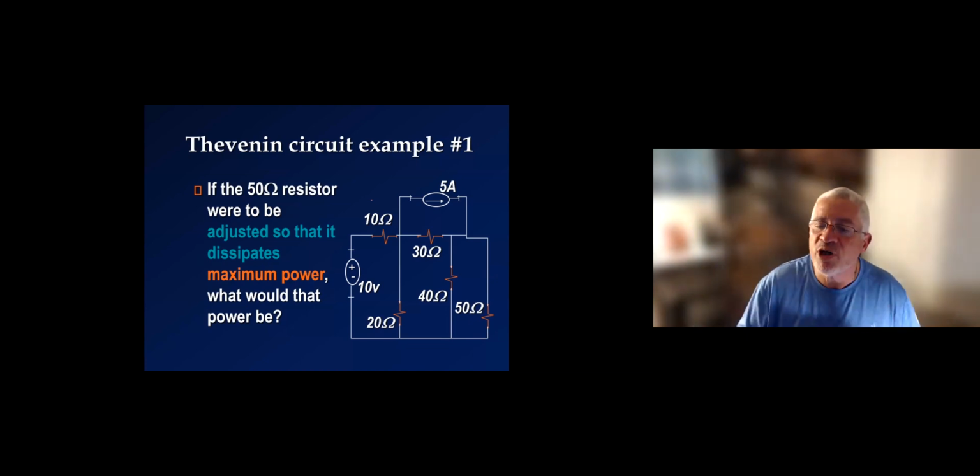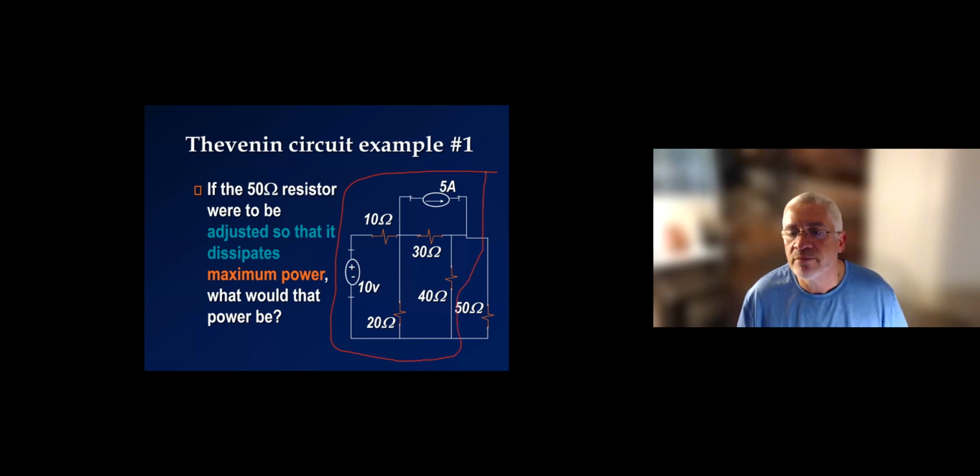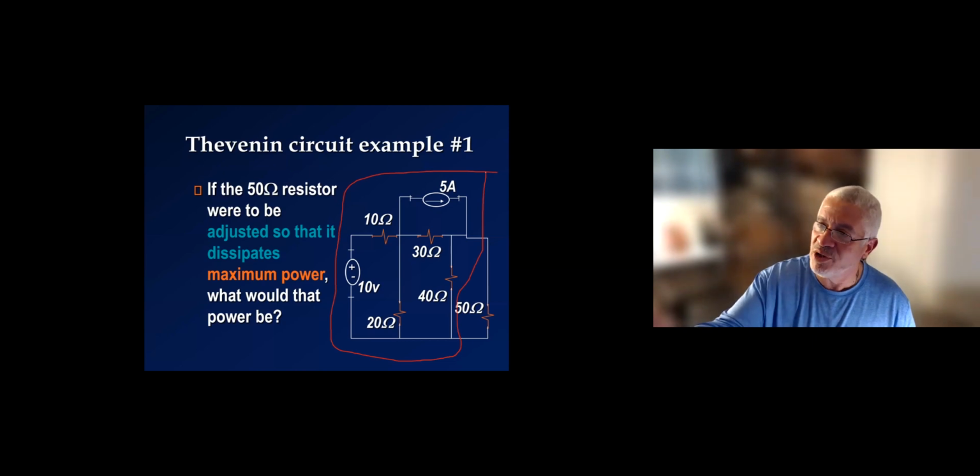So for the first part, I'm going to do a Thevenin model about everything here in my box except the 50 ohm. Everything there. I want the model for this, and then I can address the question about the 50 ohm after that. So I need VOC, the Thevenin resistance, and then the model itself.